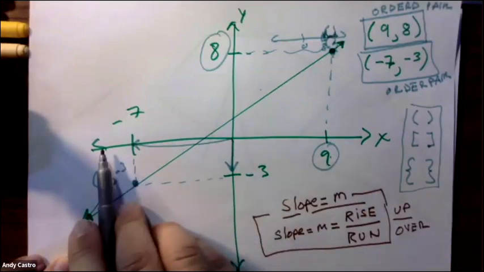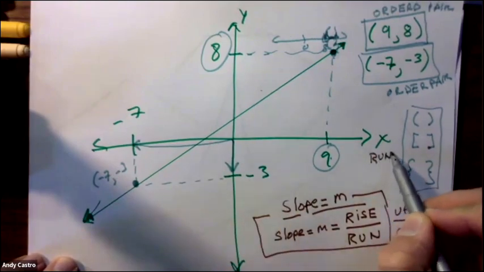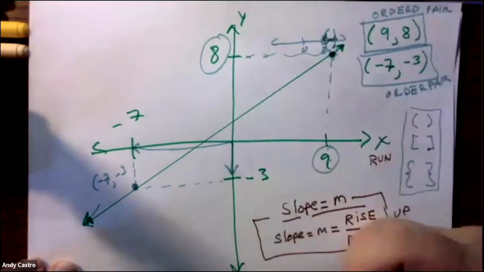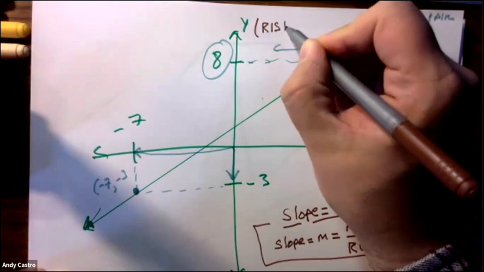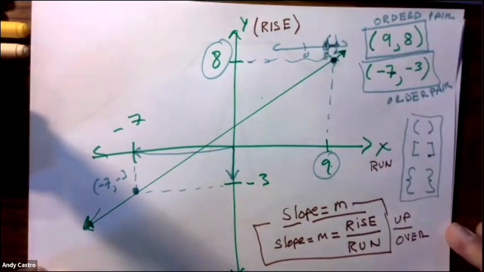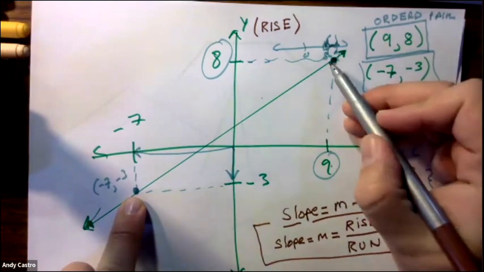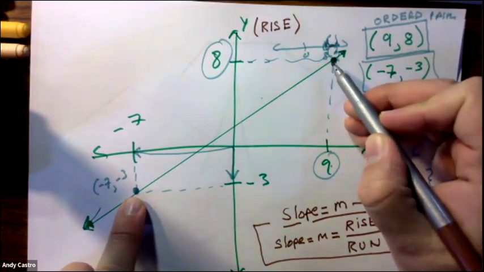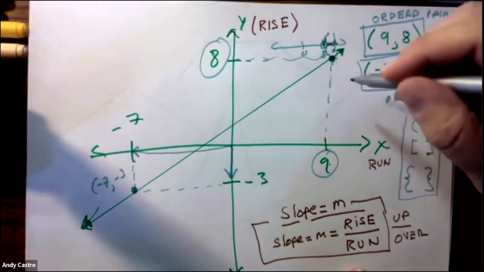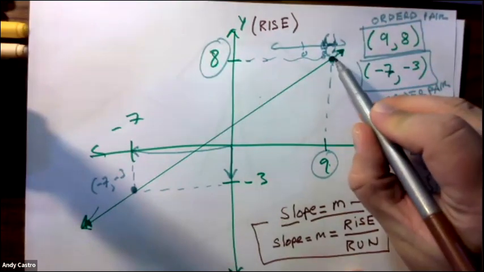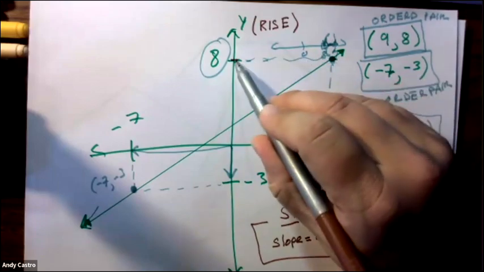Okay? The x-axis, that's going to be your run axis. The y-axis, up and down, that's going to be your rise axis. Okay? So I'm going to show you how to do this. To go from this point to this point, we have to know how far we have to go up. Okay? So the way that I figure that out is we know that this point here is 8, right, on the y-axis.